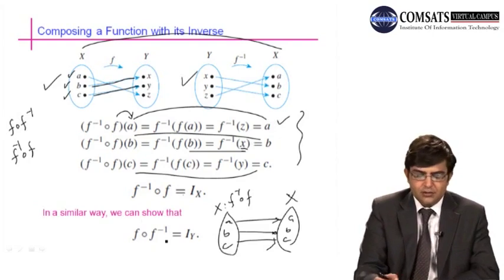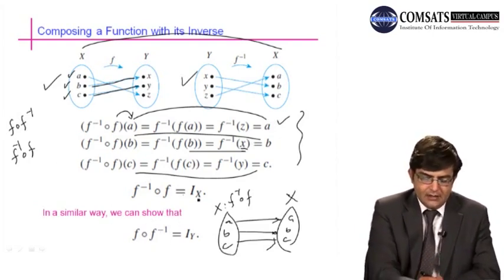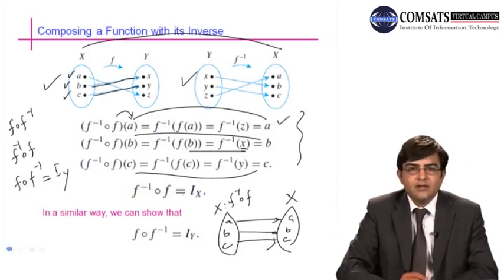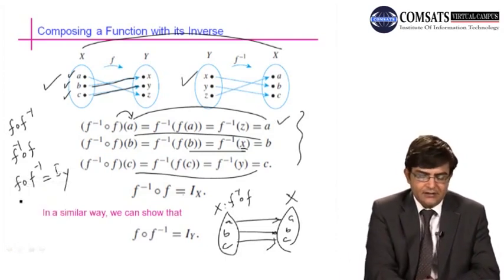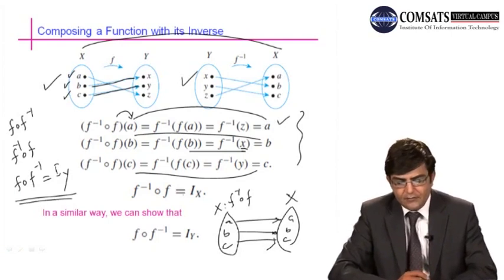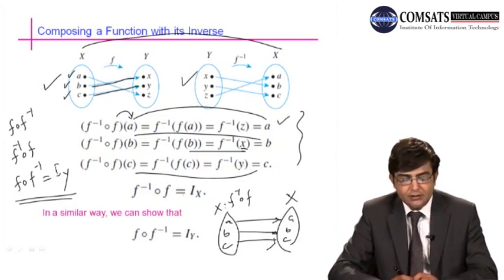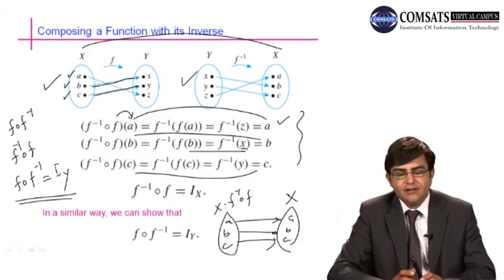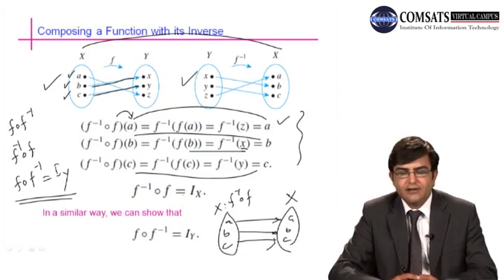Similarly, we can prove that F circle F inverse is also IY. Similarly, we can show that F circle F inverse is equal to IY. So we conclude here that the composition of a function with its inverse gives us the identity function.